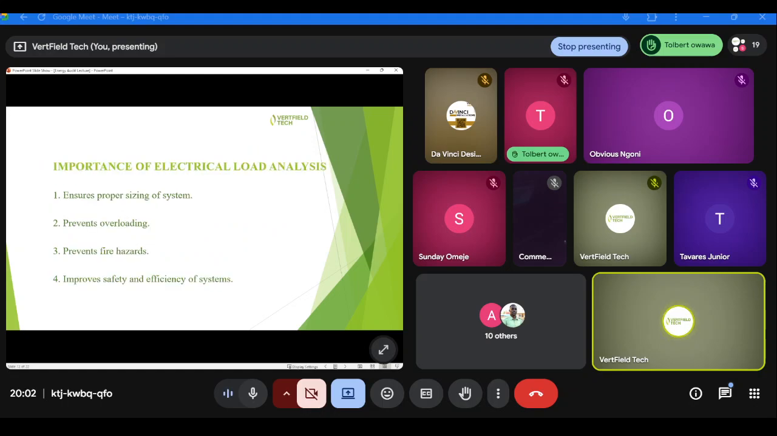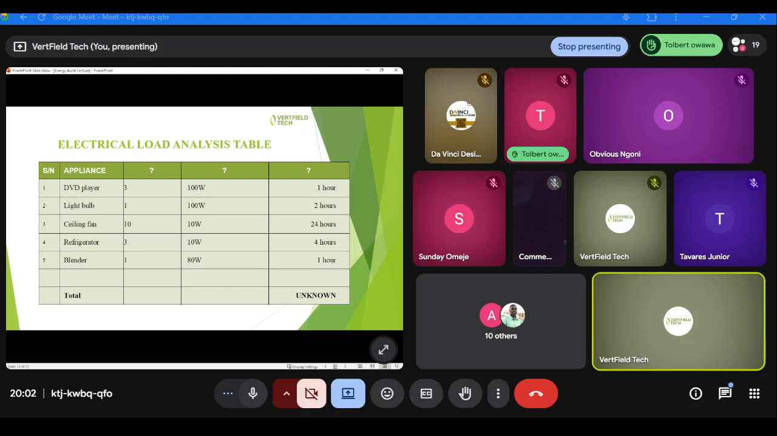Importance of electrical load analysis. It ensures proper sizing of your system. It prevents overloading. It prevents fire hazards. It improves safety and efficiency of your system.